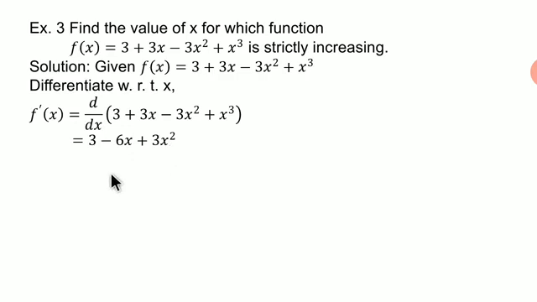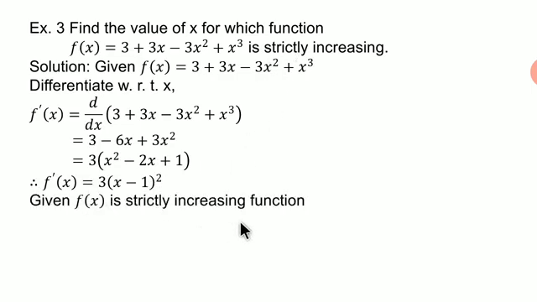If we take 3 as a common factor, inside the bracket we remain with x square minus 2x plus 1. Now it is a complete square. So we get f dash of x is equal to 3 multiplied by x minus 1 bracket square. Now since we are given that f of x is a strictly increasing function, and when f of x is strictly increasing, the value of the derivative is greater than 0, that is f dash of x is greater than 0. So we get 3 multiplied by x minus 1 bracket square is greater than 0. That is, we get x minus 1 bracket square is greater than 0.